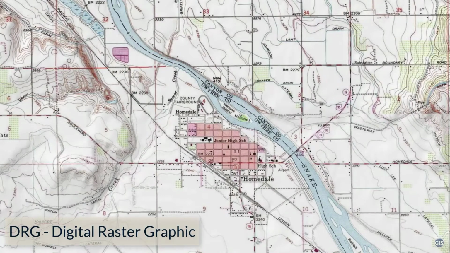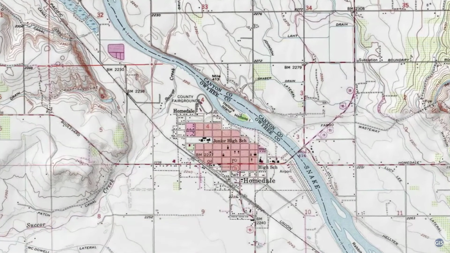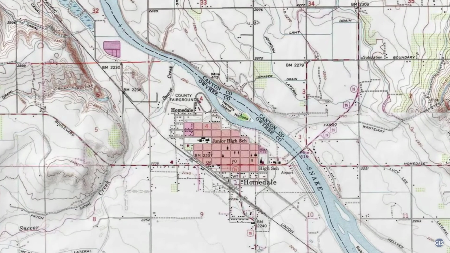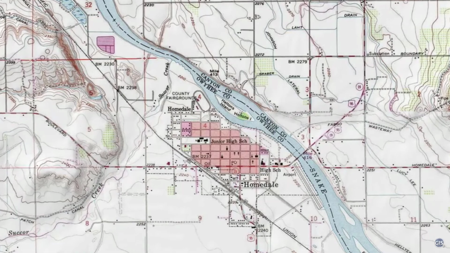DRG, digital raster graphic. This typically refers to the scanned and rectified USGS quadrangles people have used in the past. There is much more to rasters, but for getting started in ArcMap, these are the basics.